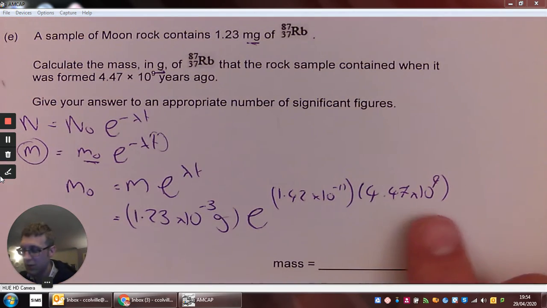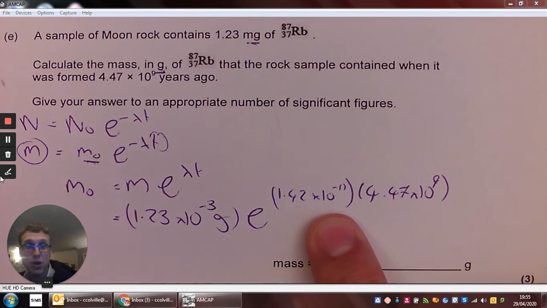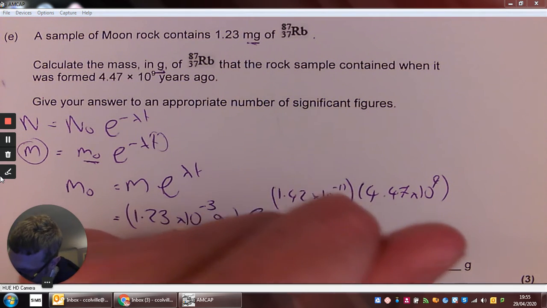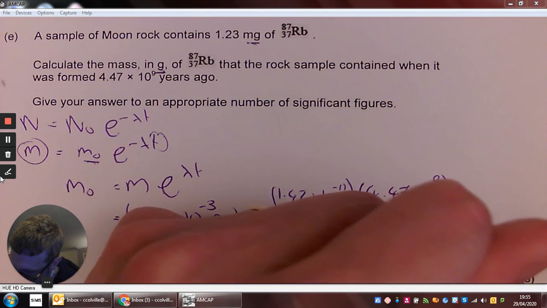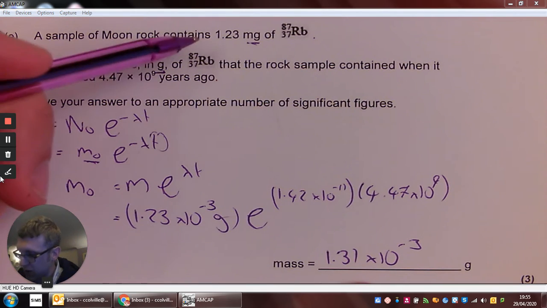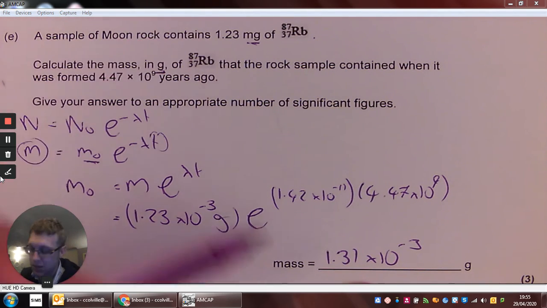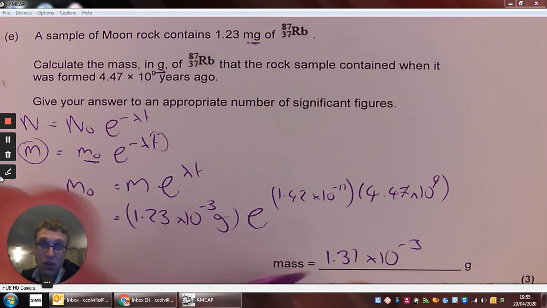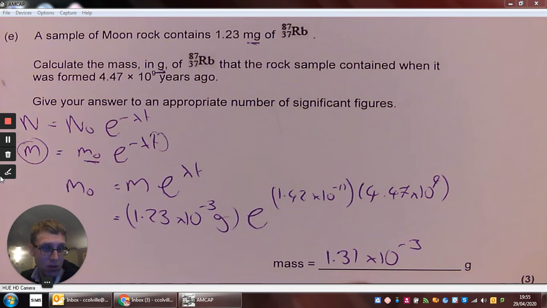Now again, I've got a time in years and a decay constant in per year, so that's absolutely fine. If it was a different mix of units, then we would have a problem. If we put that into our calculator, 1.31 times 10 to the minus 3 grams. So we started off with 1.31, and we now have 1.23 micrograms. So a really small change, but something that we're capable of measuring, so let's actually estimate the age of the moon.